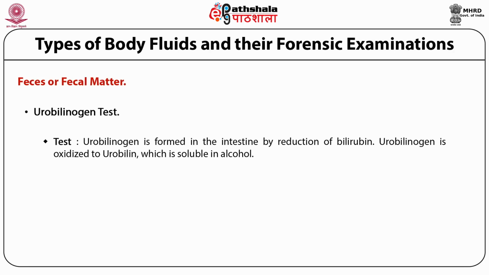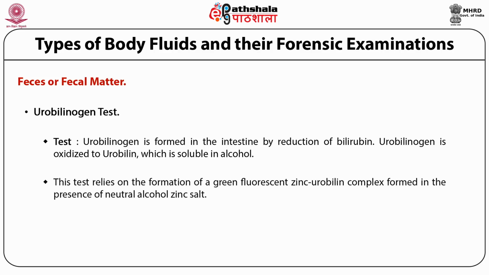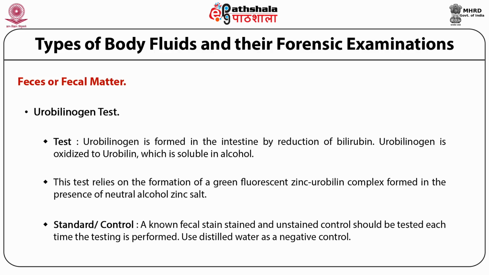Another test is the urobilinogen test. Urobilinogen is formed in the intestine by reduction of bilirubin. Urobilinogen is oxidized to urobilin, which is soluble in alcohol. This test relies on the formation of a green fluorescent zinc urobilin complex in the presence of neutral alcohol zinc salt. The other is a standard or control, a non-fecal stain.